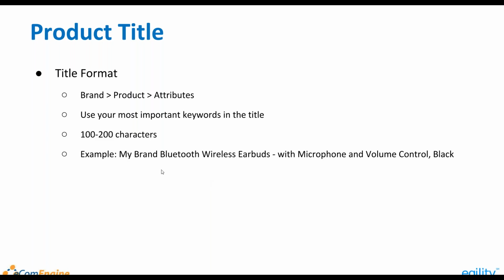So here's just a quick example. It'd be my brand, Bluetooth wireless earbuds. So I took those two popular search terms, and that's what I'm calling my product. These are Bluetooth wireless earbuds. And then I added a couple features. I saw in my research that microphone and volume control seem to have higher search volume. So I added those in, and then I just added the color so they knew what they were getting.